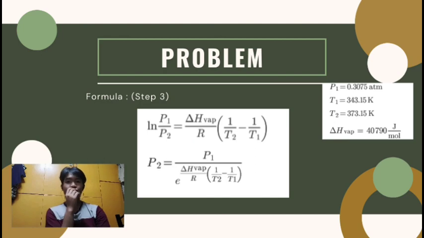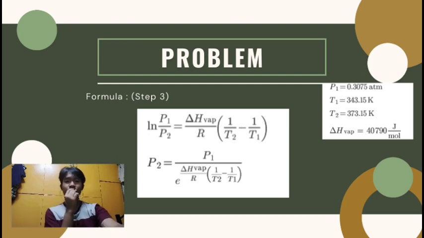Step 3: write the working equation. The Clausius-Clapeyron equation is P1 over P2 equals H bar over R, times the quantity 1 over T2 minus 1 over T1. But we are looking for the vapor pressure, so to find it, we'll use P2 equal to P1 times the exponential of the enthalpy of vaporization over R, times the quantity 1 over T2 minus 1 over T1.